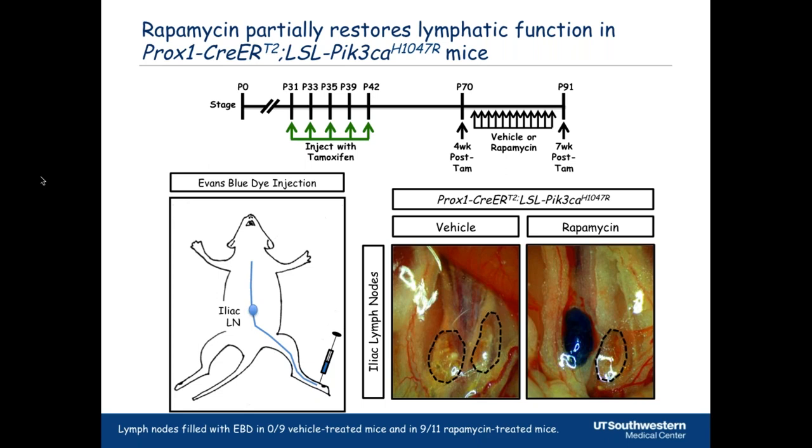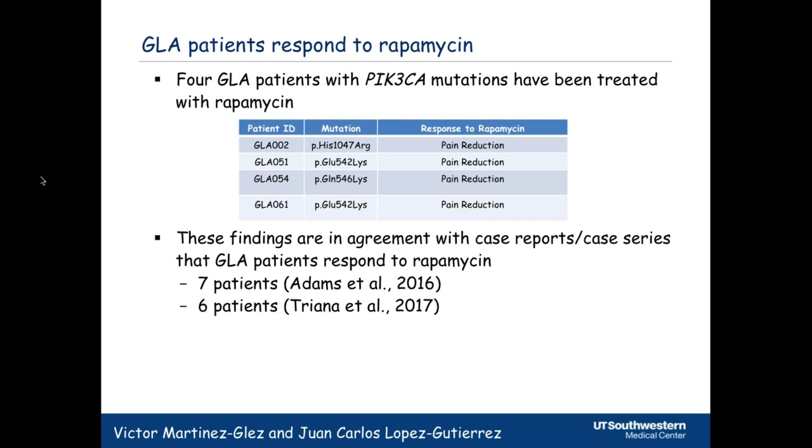We also assessed lymphatic function in these mice. We found that iliac lymph nodes in vehicle-treated mice did not fill with Evans blue dye. And amazingly, iliac lymph nodes in 9 out of 11 rapamycin-treated mice filled with Evans blue dye. So we were able to partially restore lymphatic function in mice by treating them with rapamycin. These data suggest that rapamycin could potentially normalize lymphatic function in mutant animals.